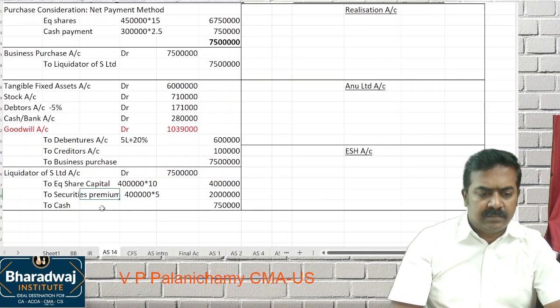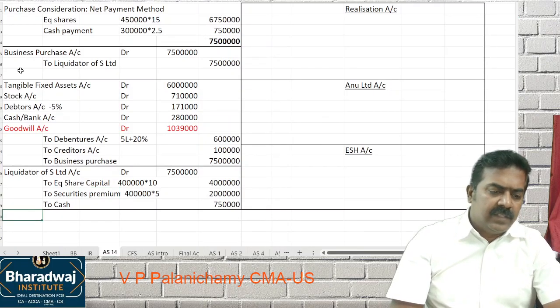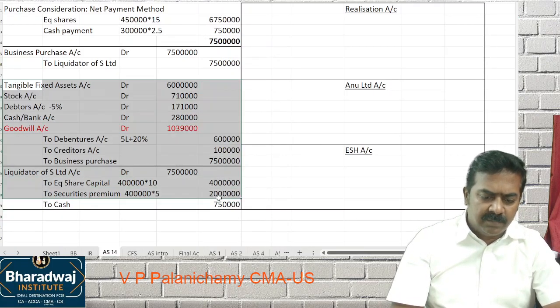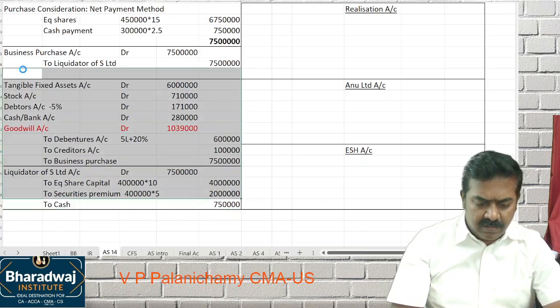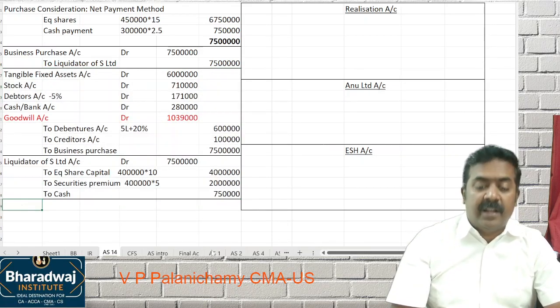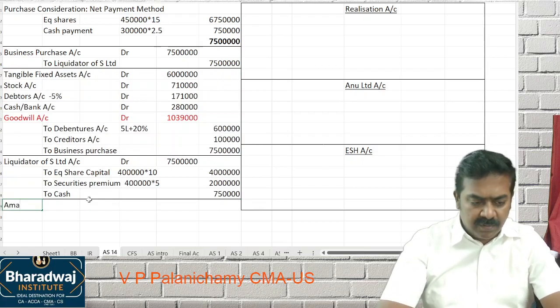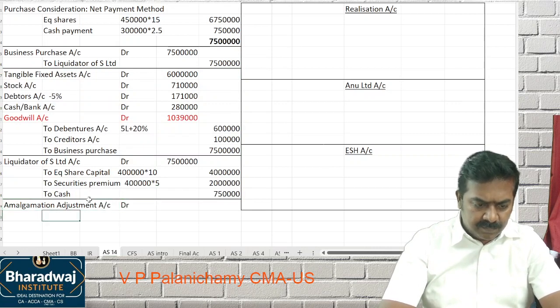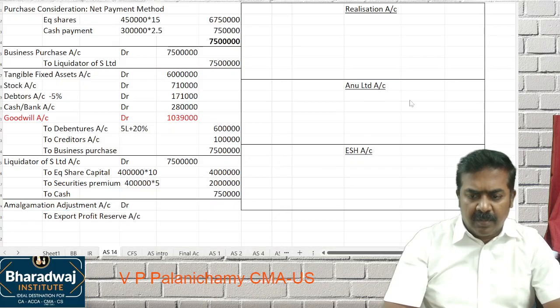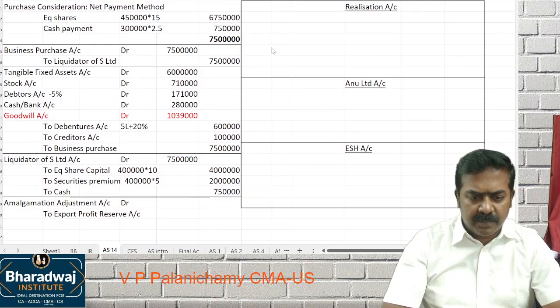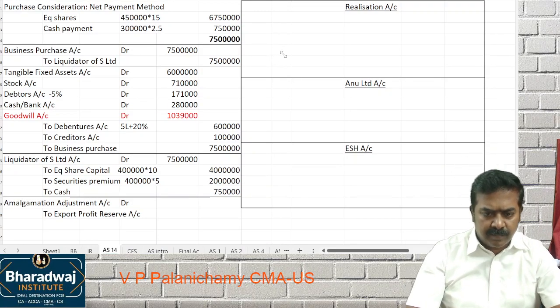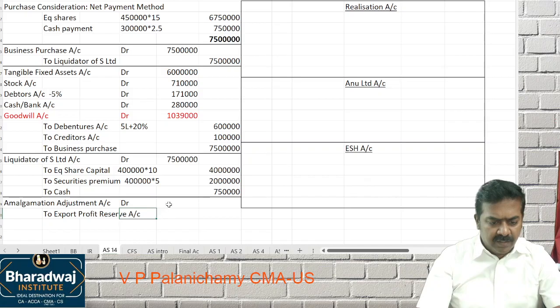Then, these are the base 3 entries. What are the additional entries that will come? Statutory reserves have to be maintained for 1 more year. For that, what we will do? Amalgamation adjustment account debit to export profit reserve account. How much? 8 lakh 50,000.